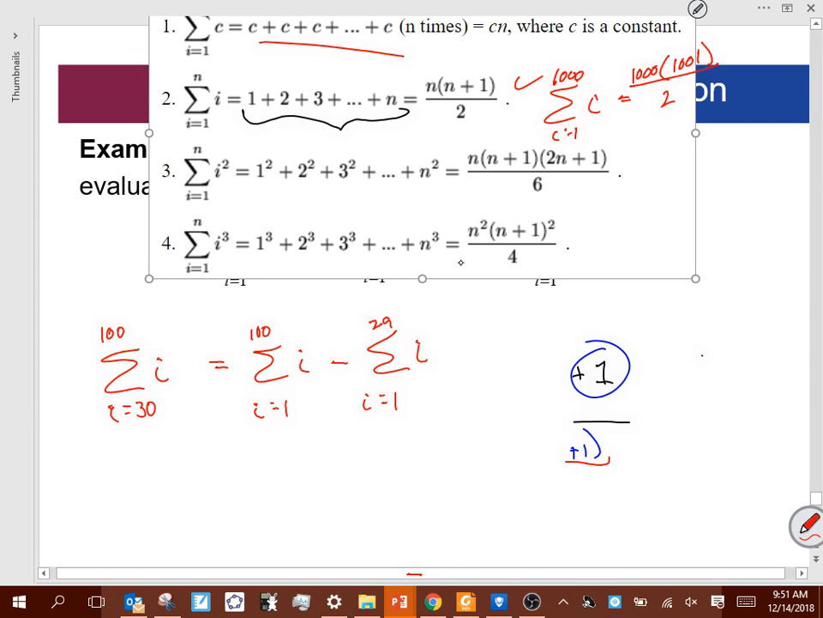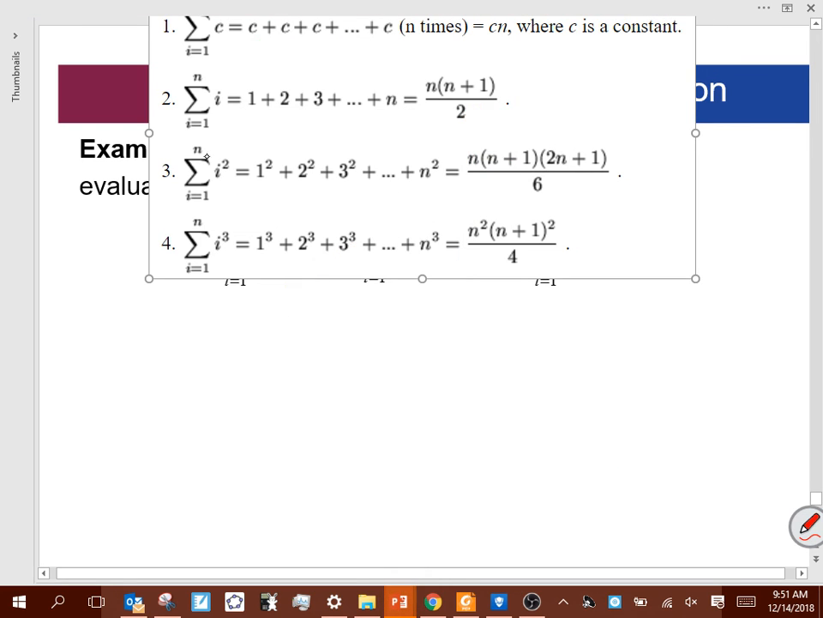And now I would take that and use that formula with n being 100, and then I would use that with n being 29. Does that make sense? Okay. So these other rules are very similar. If I have i squared, this is a way of finding that sum of n objects.